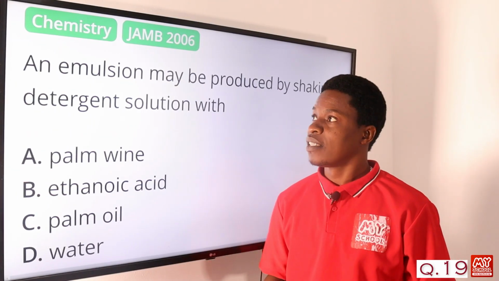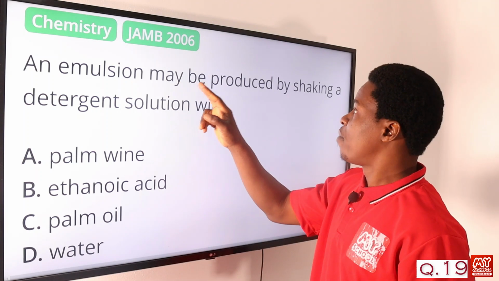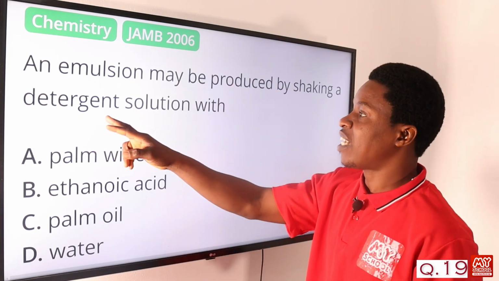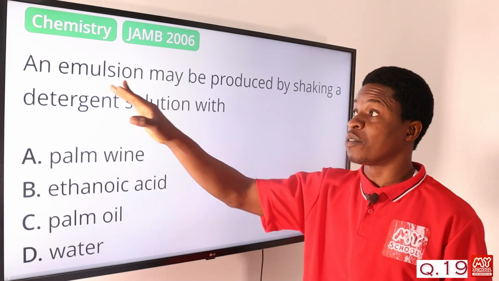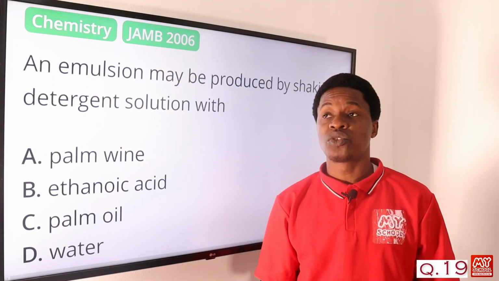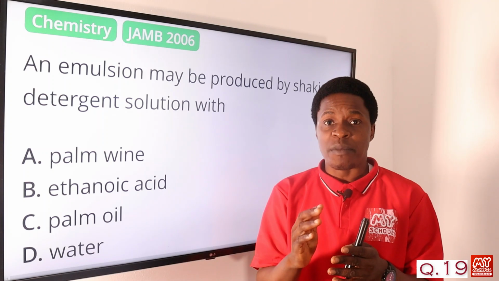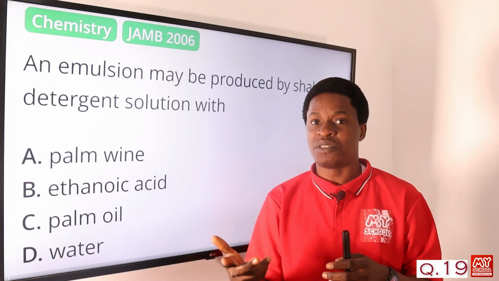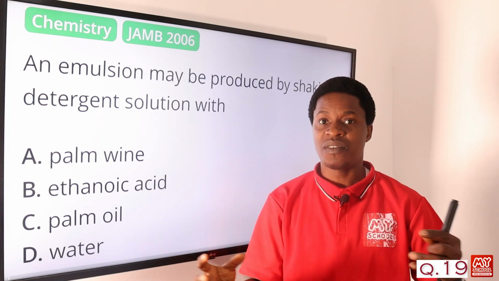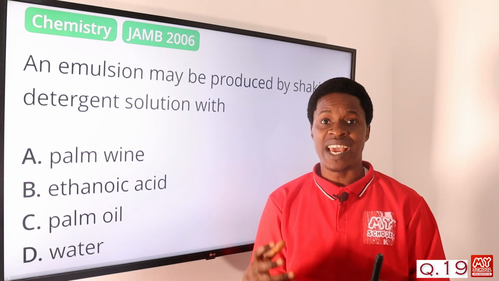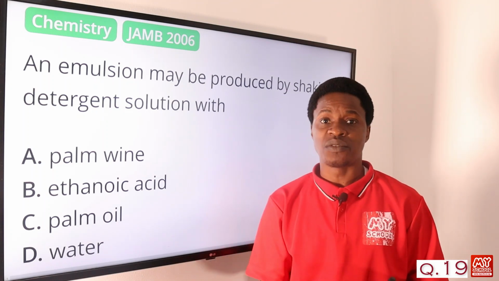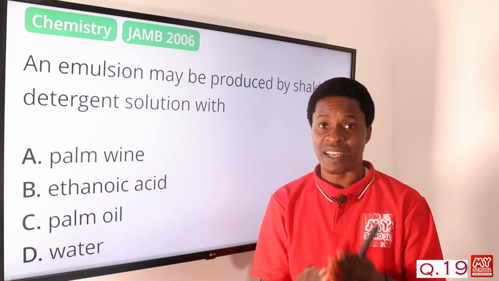Question 19. An emulsion may be produced by shaking a detergent solution with what? Usually when we talk about an emulsion, we are talking about two or more liquids that are mixed together to form a mixture, but they are heterogeneous. They don't mix together. For instance, if you add oil and water, you can form an emulsion with that.